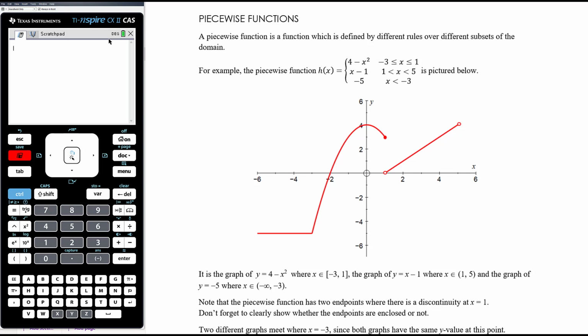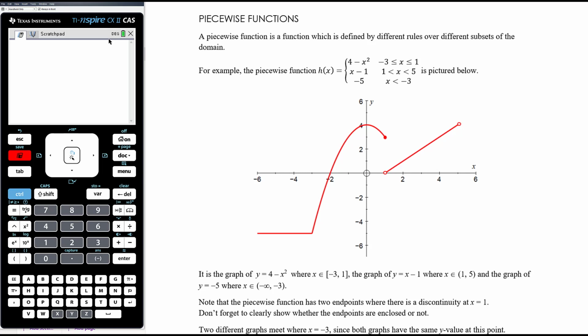Okay, so in this video we want to look at piecewise functions. In an earlier study design, these were referred to as hybrid functions, but piecewise functions is more consistent with how other regions of the country and the world talk about these kinds of functions. Essentially, a piecewise function, formerly known as and perhaps referred to by some teachers as a hybrid function, is a function that's defined by different rules over different subsets of the domain.